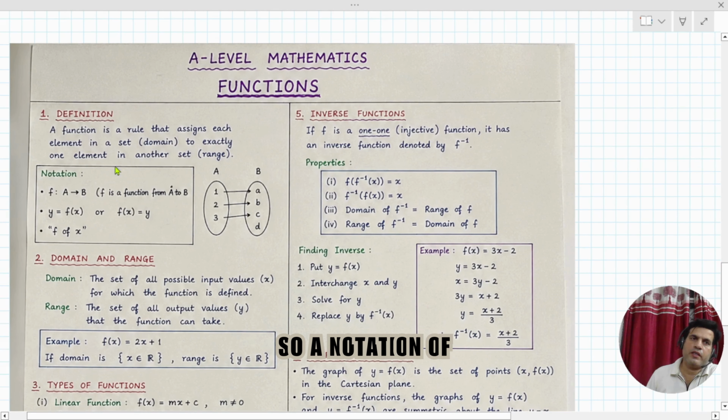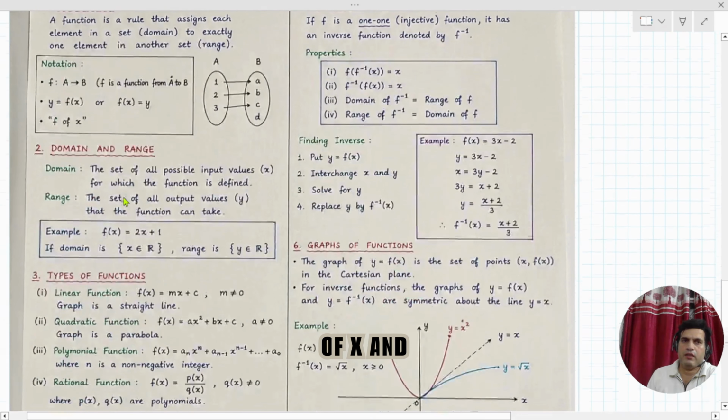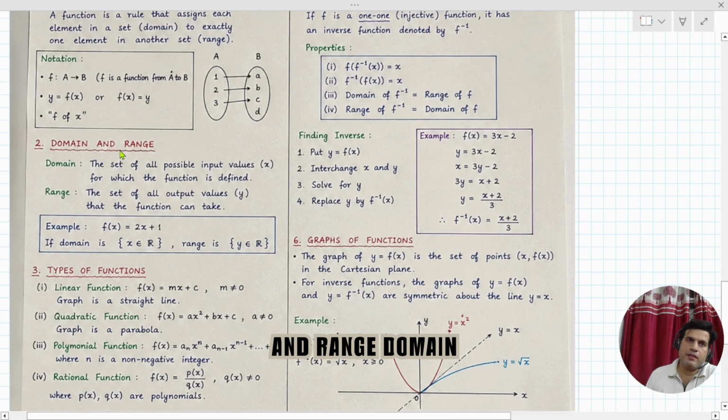So the notation of a function is f. f is a function from A to B, and y equals f(x), or f(x) equals y. So we read this as f of x. And what are the domain and range?